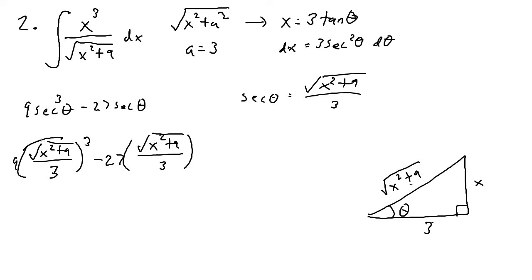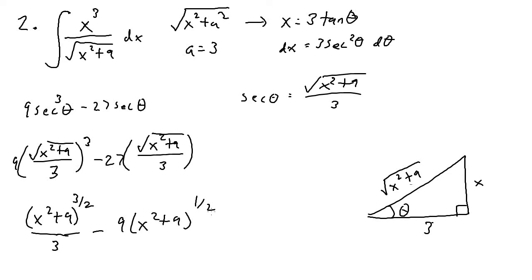So when we take this to the third power, this is basically x squared plus 9 to the 1/2, and 1/2 to the third power is 3/2. So we get x squared plus 9 to the 3/2 power. Now 3 cubed is 27, and so we have 9 over 27, which just simplifies to 1/3. So I'll just put 3 on the bottom. And then we have minus 27 divided by 3 is obviously 9. So we just have 9 times x squared plus 9 to the 1/2 power. And then we need the plus c. And so that is the final answer.